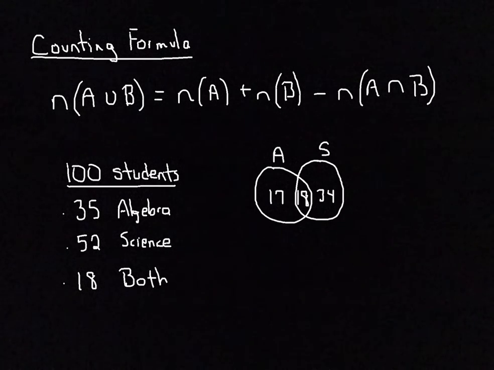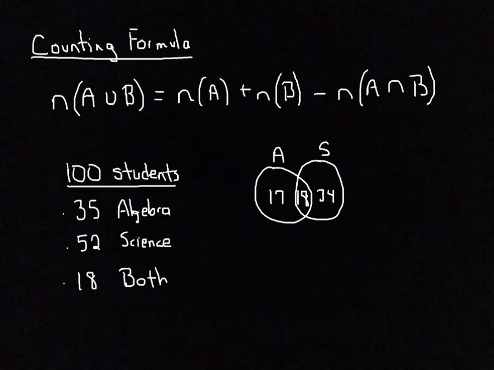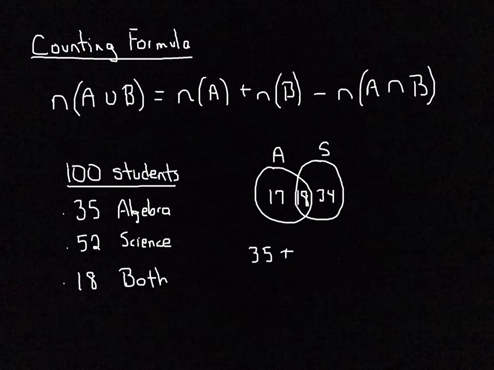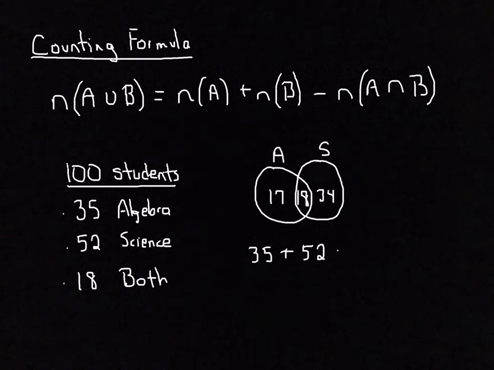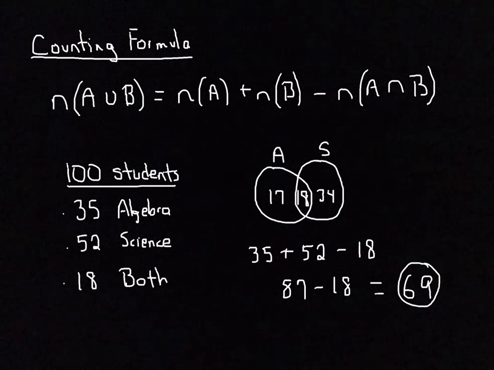Have a Venn diagram, 35 in algebra, so 17 that's not in an intersection, and 18 that is in an intersection. And then in the science, you have 18 that's in the intersection, 34 is not, so a total of 52. Now, the way that you would figure out how many is in either algebra or science is you'd say, okay, the number in algebra is 35, plus the number in science is 52, minus the number that's in both, so it's 18. So 35 plus 52 is 87, minus 18 would give you 69. So there's 69 students that are in either algebra or science.